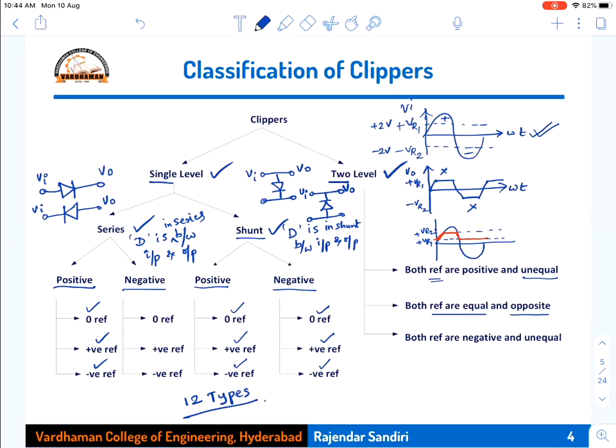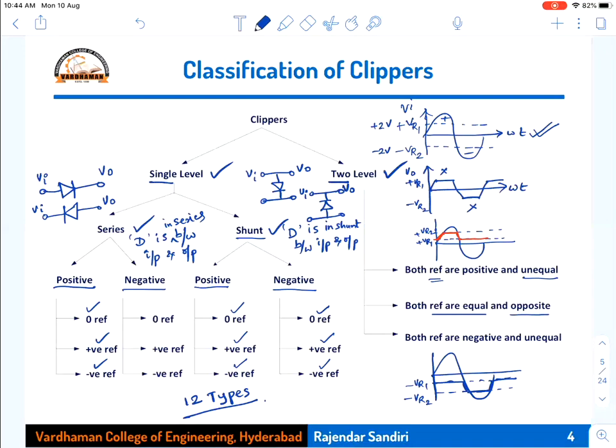Next, both references are negative and unequal. Negative and unequal means these two will come in the negative direction. So this is minus VR1 and minus VR2. Then only this portion of the waveform will be available. The other portions will be clipped off. So these are all the two level clippers.